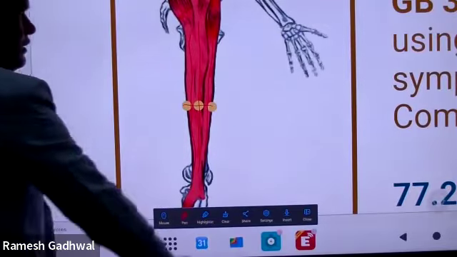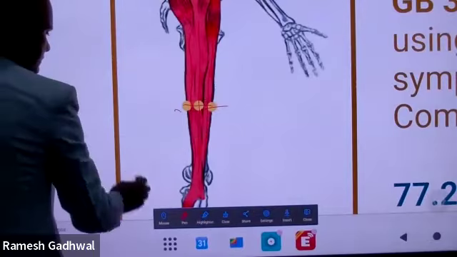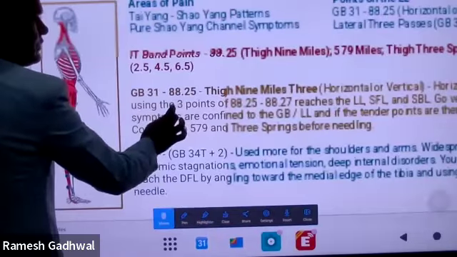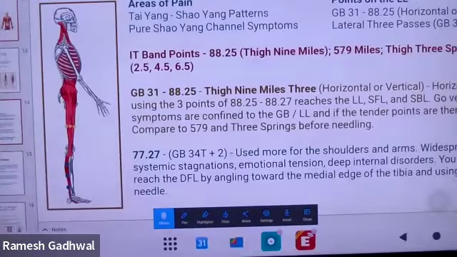That is called thigh 9 miles. Okay. Go vertical if symptoms are confined to the GB and lateral line, and if the tender points are there, compared to 579 and 3 springs, before the needling.